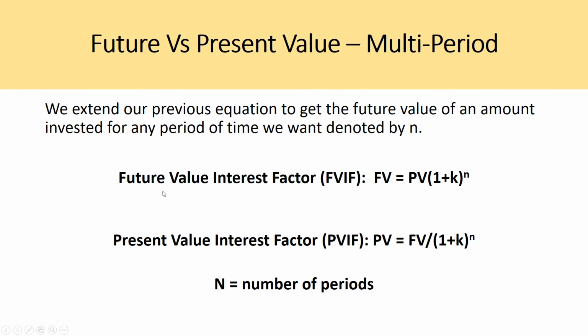So the future value interest factor, the FVIF, is present value times 1 plus k, the same thing we've already done, raised to the power of n. And so that accounts for the compounding that exists regardless of the number of periods, whether it's 2 years or 10 years, right? And for the present value interest factor, the PVIF, you divide the future value by 1 plus k raised to the power of n, okay? And n is the number of periods.